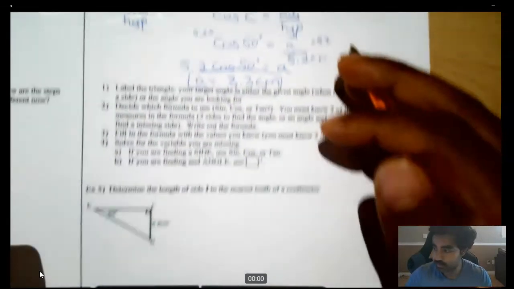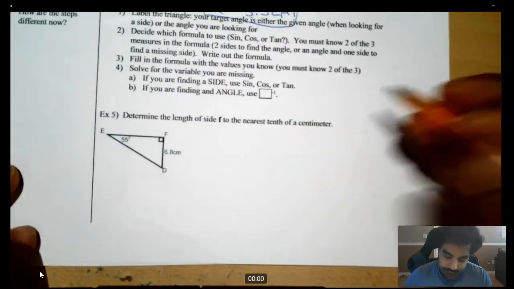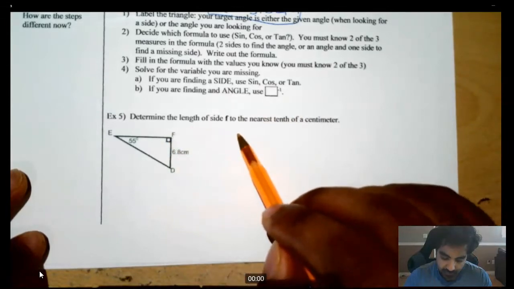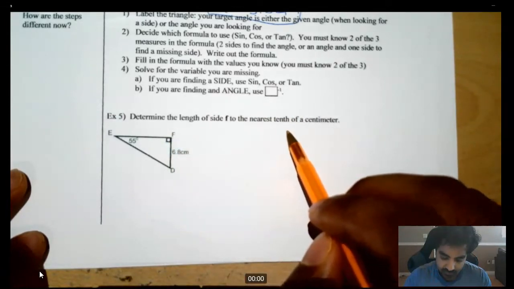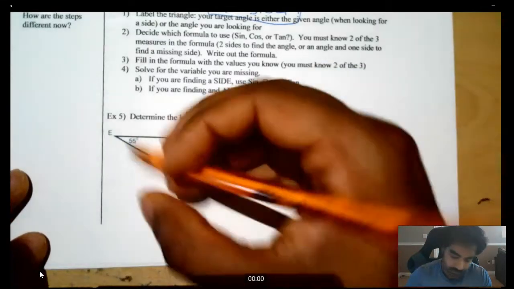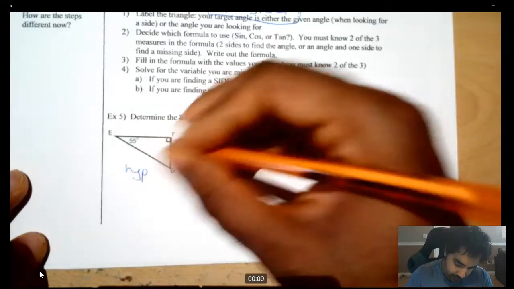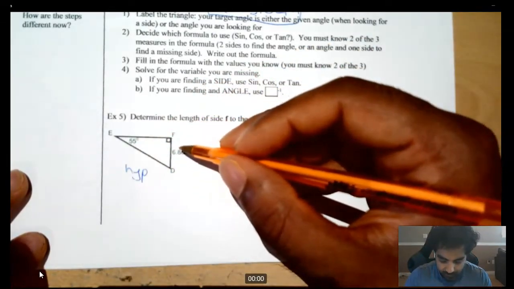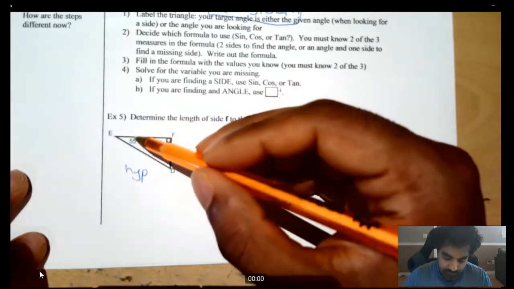Okay, example 5, same sort of thing here. We'll start the same way. Determine the length of side F to the nearest tenth of a centimeter. Let's label this. Across from the right angle is the hypotenuse. Oh sorry, we're going to be using a reference angle.